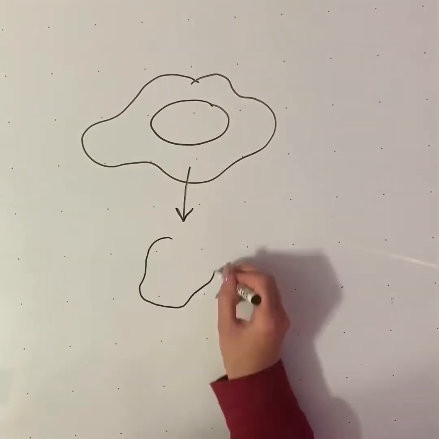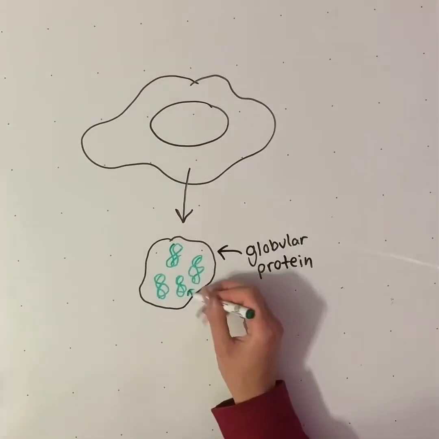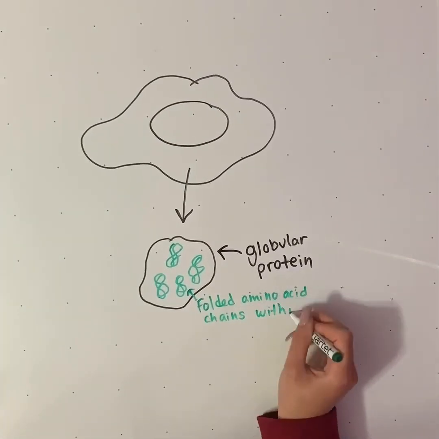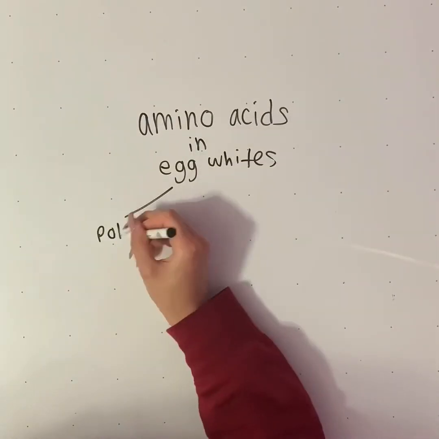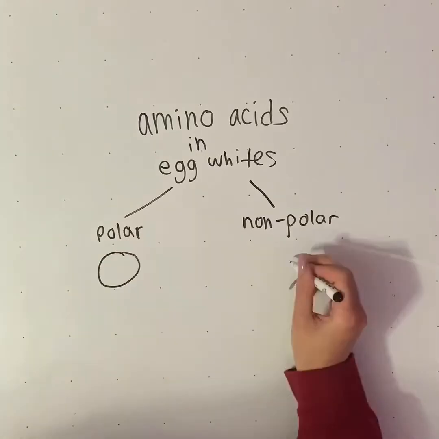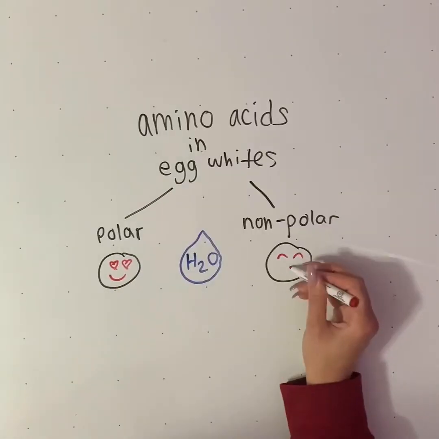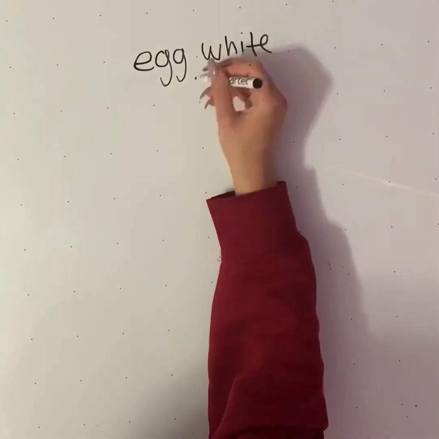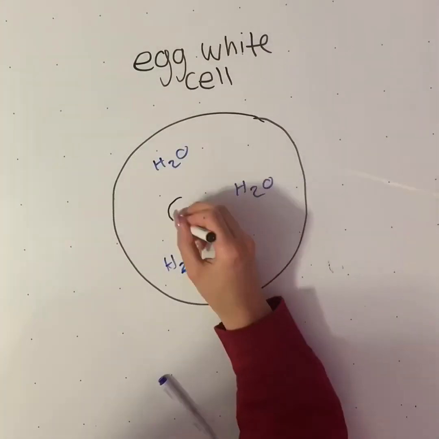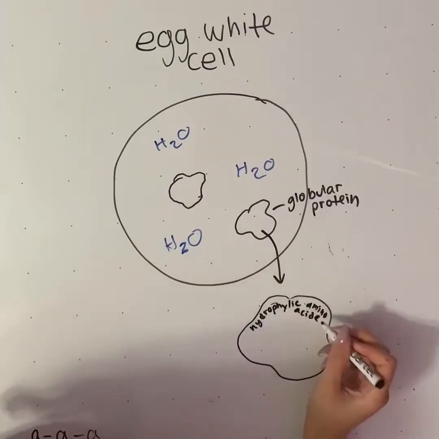Focusing on the egg whites specifically, egg whites are composed of globular proteins whose 3D structure has a sphere-like shape. Egg whites have both polar and nonpolar amino acids. The polar monomers are hydrophilic and love water. The nonpolar monomers are hydrophobic and are water-fearing. Because the proteins within the egg white cells are surrounded by water, the hydrophilic monomers are arranged on the outer portion of the globular proteins.